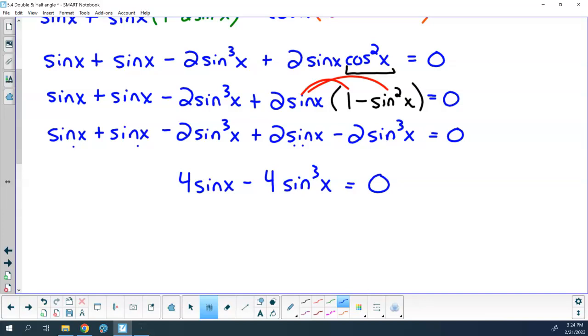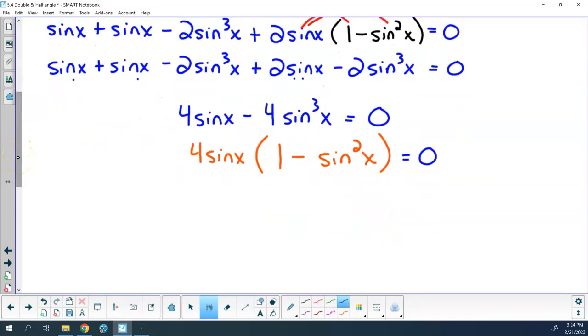Everybody wants to divide, right, Mr. Roth? They do. But the only thing we can do is factor. They want to put all that together, but 4 minus 4, not like terms. So we can factor out a 4 sine of x. That leaves us with 1 minus sine squared of x, and that is equal to 0.